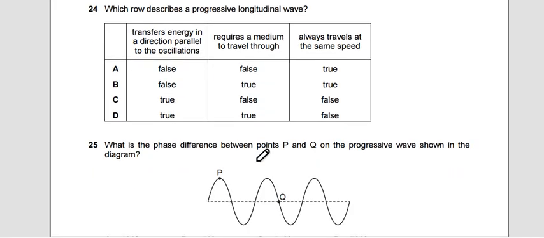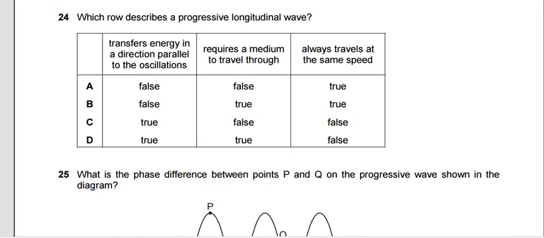Which describes a progressive longitudinal wave? Transfers energy in a direction parallel to oscillation is true. So we are limited to C and D. Requires a medium, it is true. So we don't have another option except D.